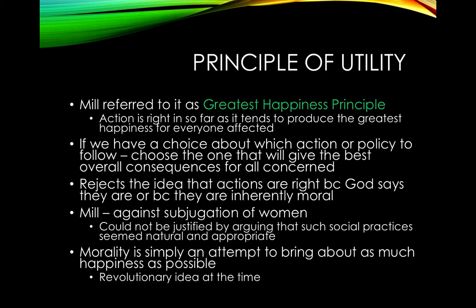This theory rejects the idea that actions are right because God says they are or because they're inherently moral. So Mill argues against the subjugation of women and says it cannot be justified by arguing that these practices seem natural or appropriate. They also say that morality is simply an attempt to bring about as much happiness as possible. And this, like our other ideas, was very revolutionary at the time it was proposed.